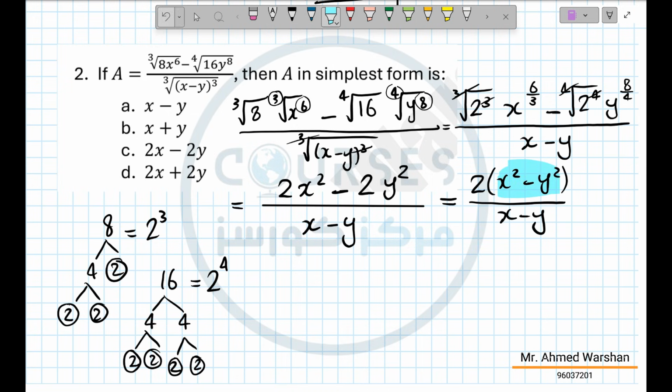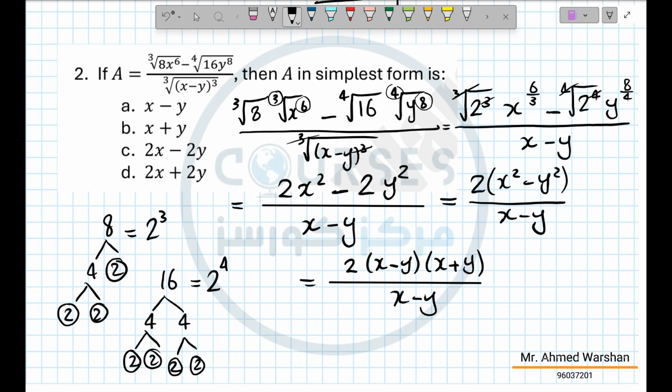Clearly, this is a difference of 2 squares. So this will be equal to 2, and this would factor into x minus y times x plus y, all of that over x minus y. This will cancel with this, so you are left with 2 times x plus y over 1. If you distribute this, it's gonna be equal to 2x plus 2y over 1. Anything divided by 1 is the same thing. So the answer is D.